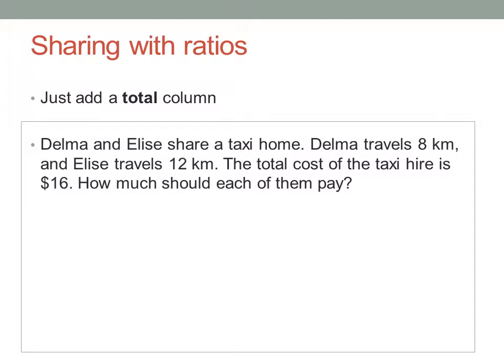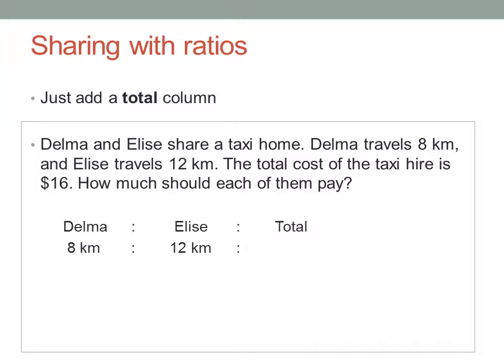Let's try another. Delma and Elise share a taxi home. Delma travels 8 kilometres and Elise travels 12 kilometres. The total cost of the taxi hire is $16. How much should each person pay? Well, we'd like to share the cost fairly based on the distance they travelled, so let's use a ratio. Delma and Elise travelled 8 and 12 kilometres respectively. Notice I'm still writing headings at the top of the columns and I'm always working down the page.